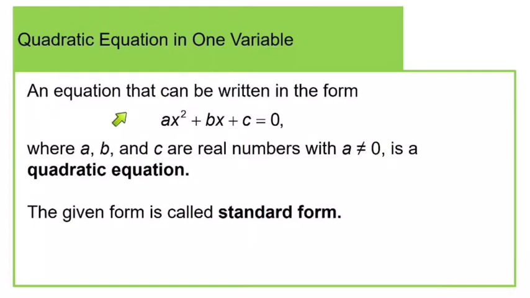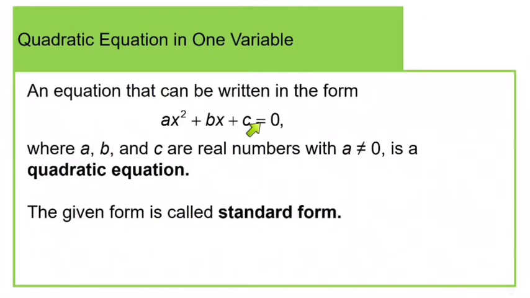An equation that can be written in the form ax squared plus bx plus c equals 0, where a, b, and c are real numbers and a is not equal to 0, is called a quadratic equation. The thing that sets a quadratic equation apart from other types of equations is this x squared term. We know this term will be here because the coefficient cannot be 0. Now the x term may or may not be here. The constant term may or may not be here.